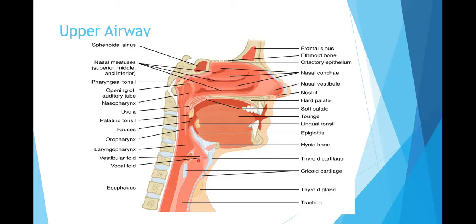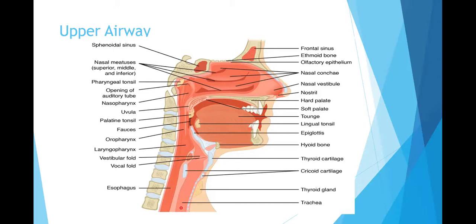Now, what about these right here? Somebody tell me what you think this is. What are these right here? This little part right here. The vocal fold. Vocal cords. So that's your vocal cords. Those are your vocal cords. That's the opening that goes into your lower airway.